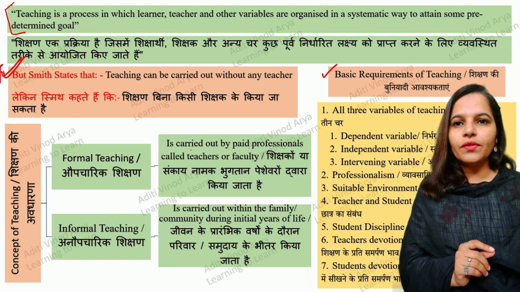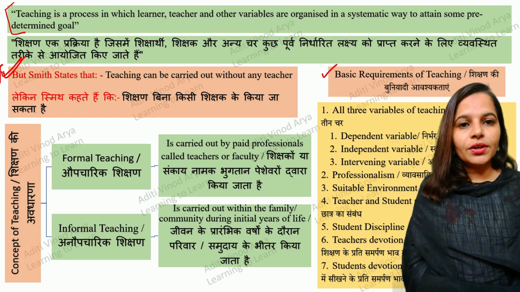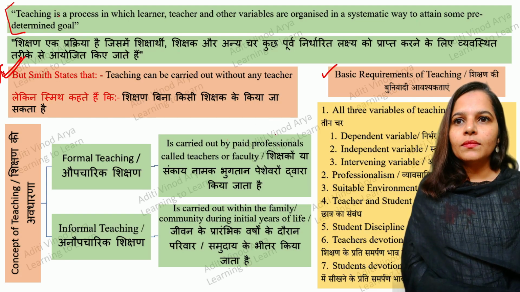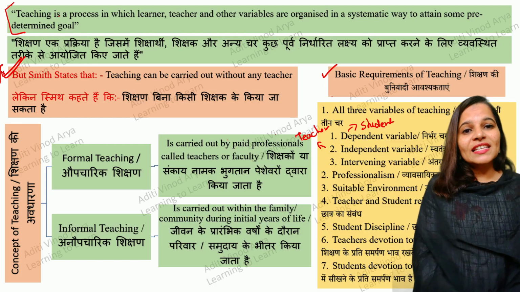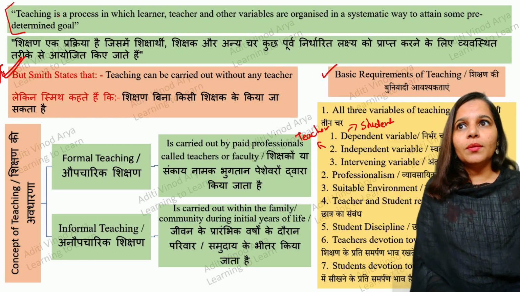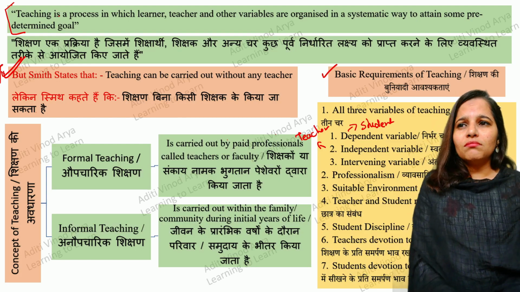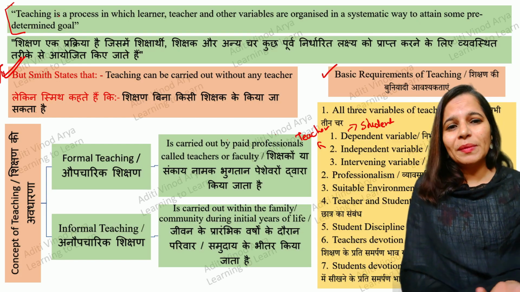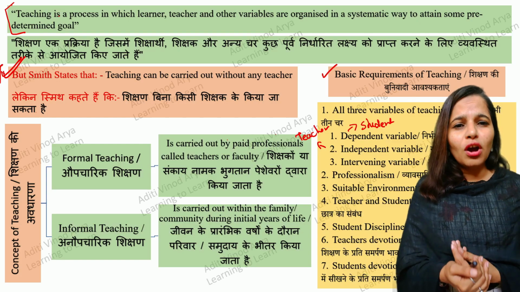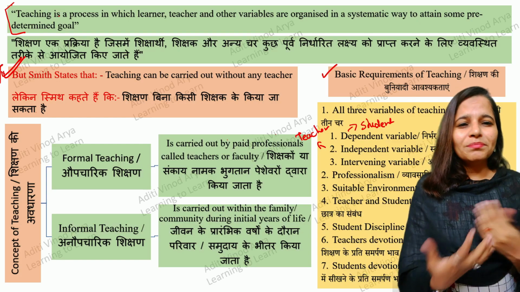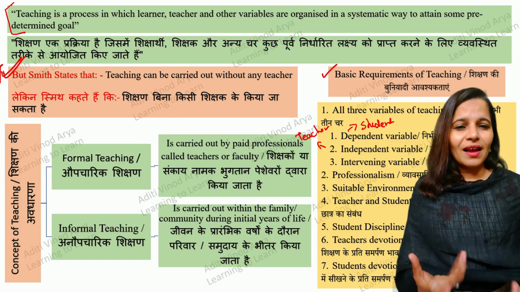So I'll just write it down. If you need, you can also mention it in your books. Dependent variable is always a student, whereas independent variable is always a teacher. Intervening variable is the interaction, the communication, the methods used, everything between the teacher and the student. It could be your communication, it can be a syllabus, it can be your topics, methods of teaching, various things, the classroom environment.